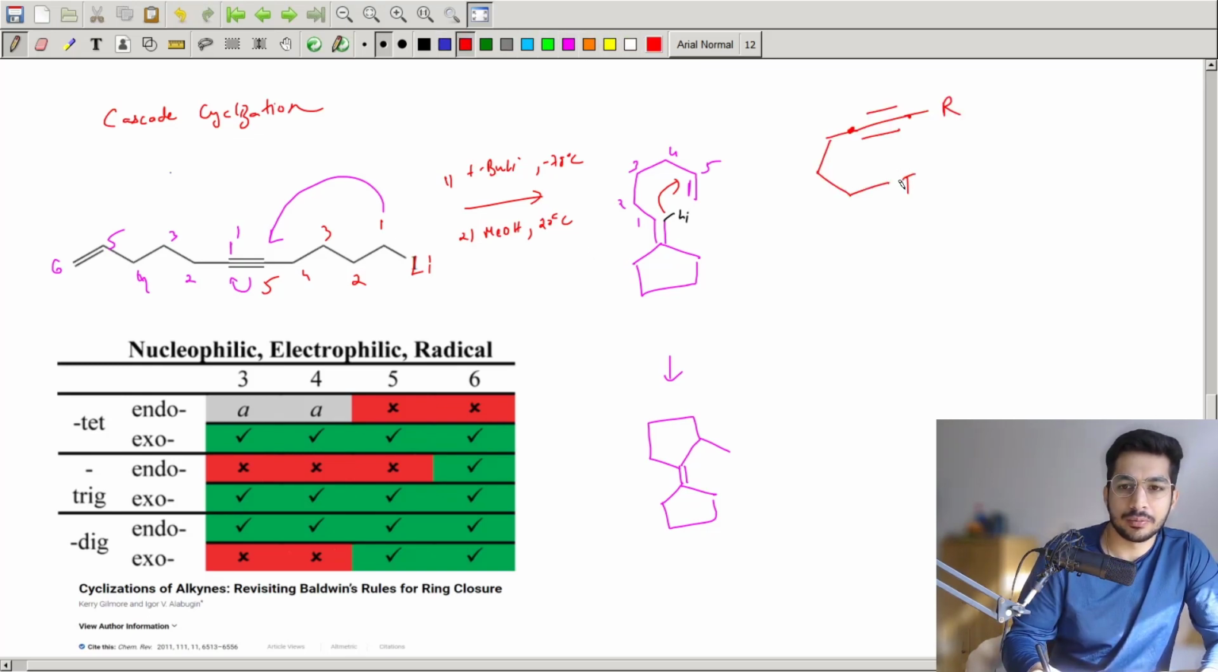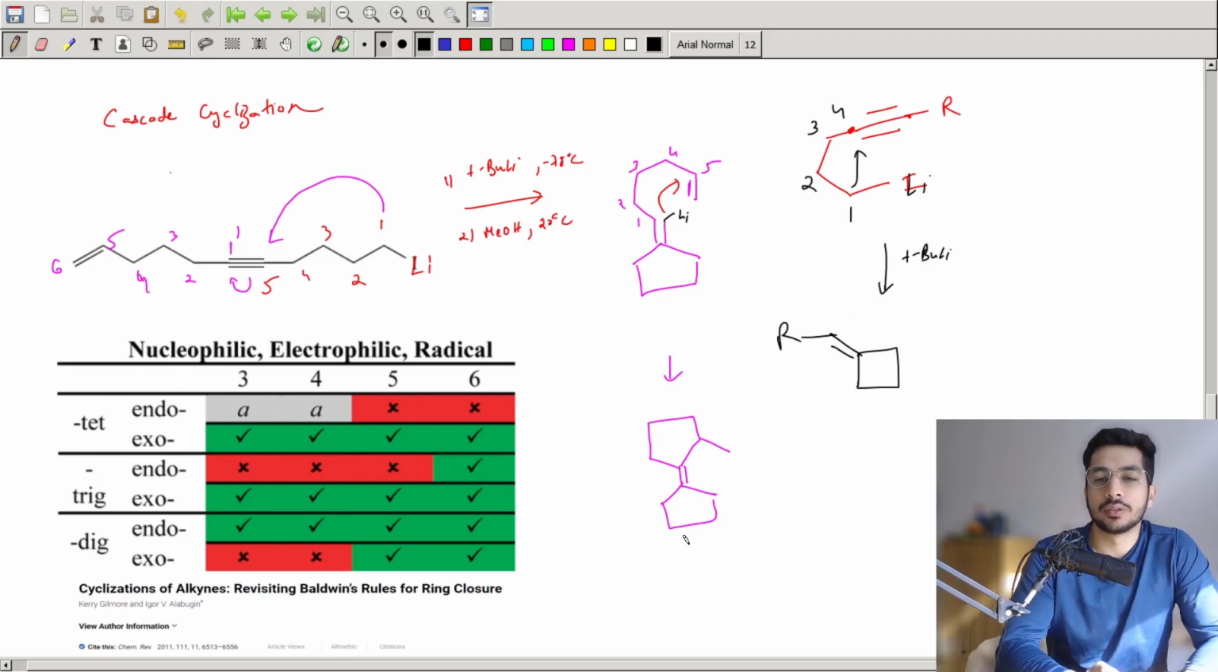So if I have something like this, you can see if I label it, this is my carbon number 1, this is my carbon number 2, this is my carbon number 3, this is my carbon number 4. If I add to this again my tertiary butyl lithium, and then in the end add methanol, you can see that again lithium halogen exchange will take place, and then this is going to attack over here, so I'll get a 4-membered ring, a cyclobutane basically, and then double bonded over here to some R group. Okay, so this is going to be the case.